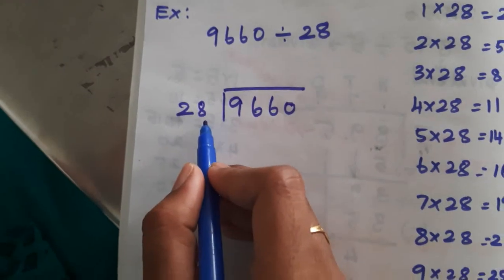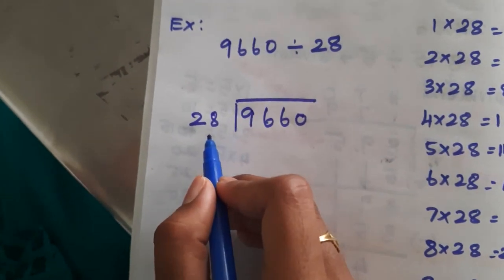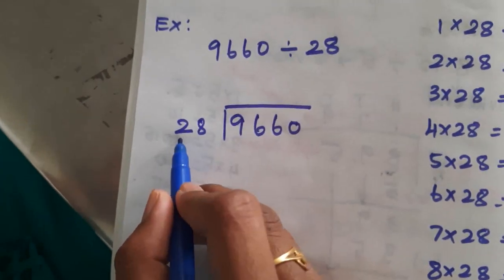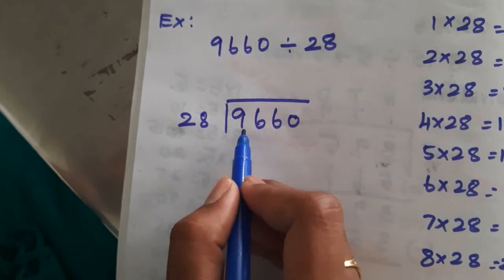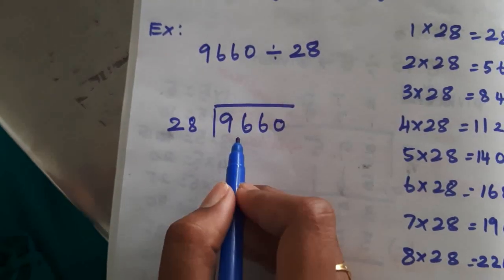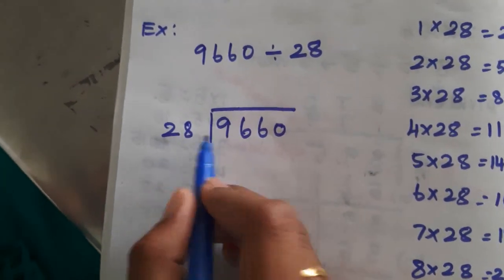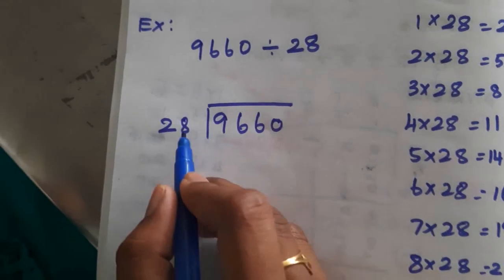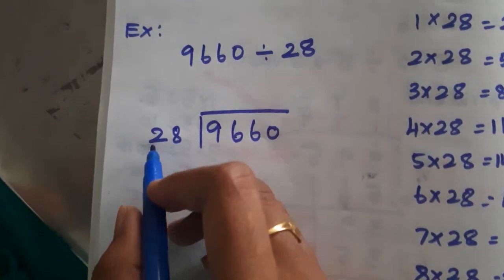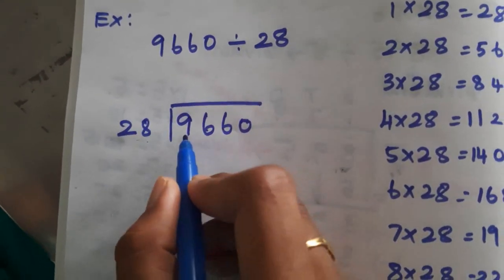It's a 2-digit divisor. If it is a 2-digit or 1-digit divisor, first you should see 1 digit or 2 digits accordingly. If it is a 2-digit divisor, first you have to see a 2-digit number. If it is a 1-digit divisor, first you have to see 1 digit. Here the example has a 2-digit divisor, so first you have to see 2 digits.